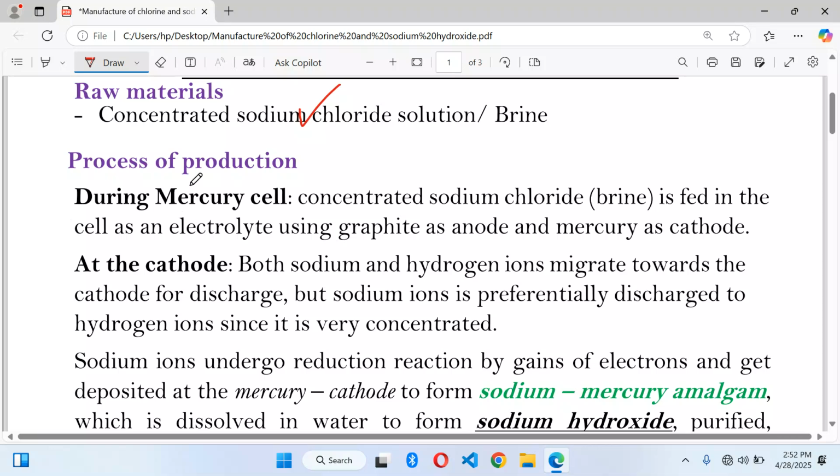In the production process, we're saying that it is during the mercury cell. Why are we saying the mercury cell? In this case, we are looking especially at the cathode. You recall we are looking at manufacture of sodium hydroxide. Where is it coming from? It's coming from the concentrated sodium chloride solution.